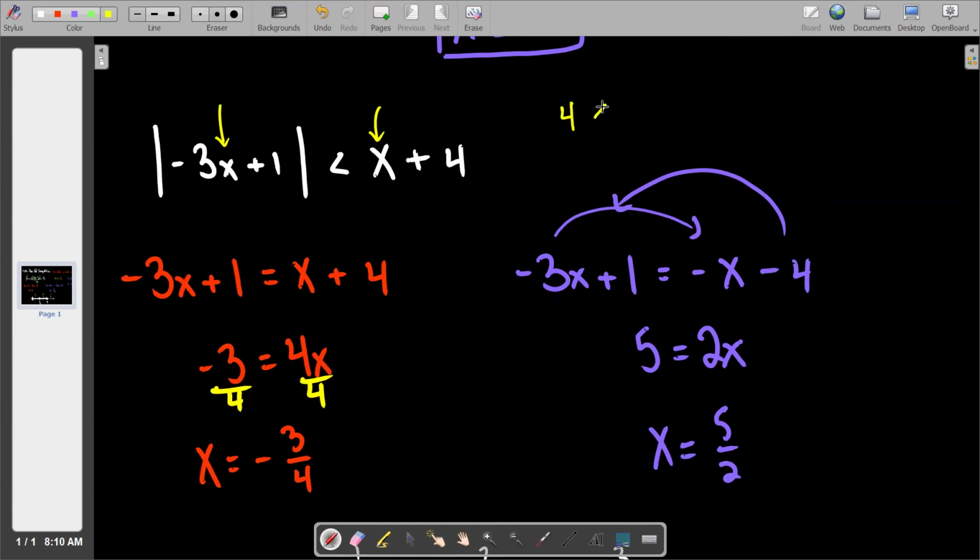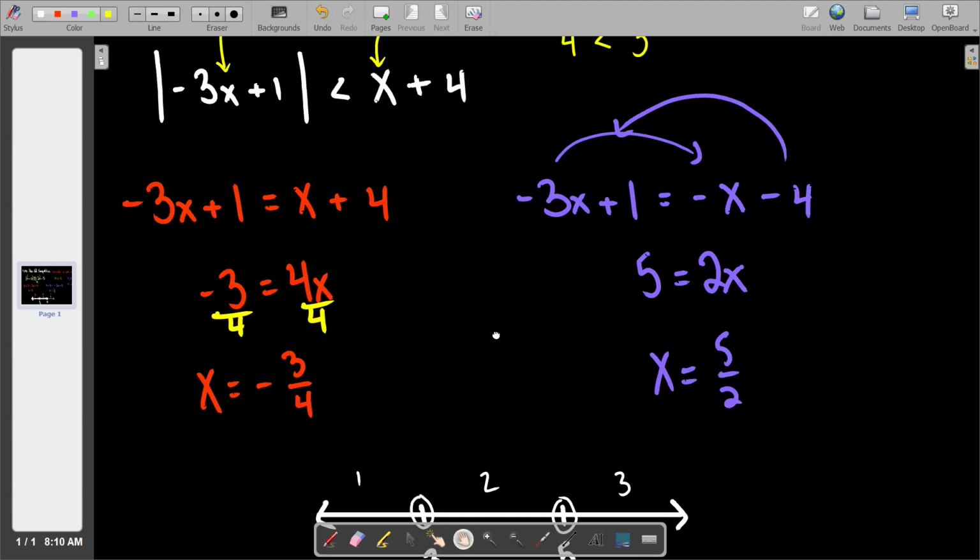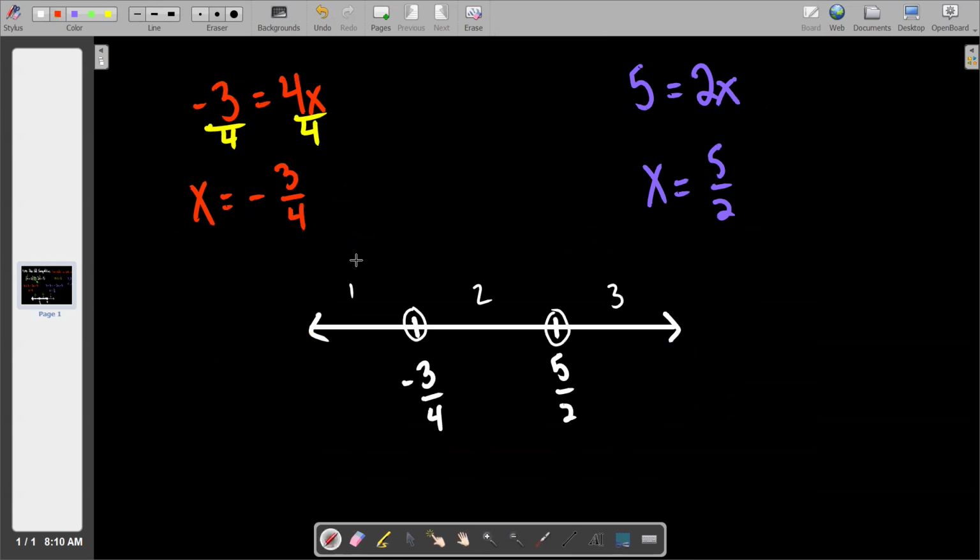So we're sitting here waiting. 4 is less than, don't know yet. But if we put -1 where x is, what is -1 plus 4? 3. Is 4 less than 3? It is not. So region number 1 is no bueno. Cross that one out.